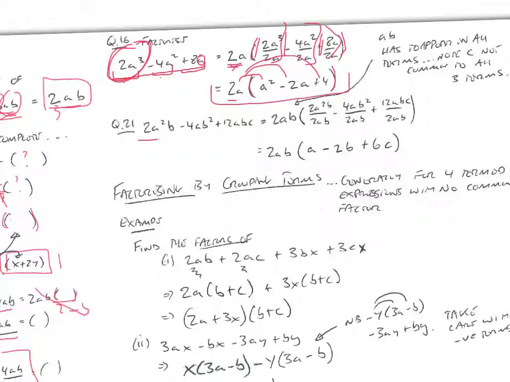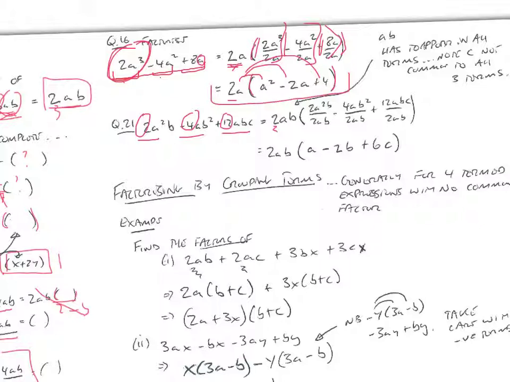2a squared b minus 4a squared b plus 12abc. Factorise that. So first of all, we'll look at our numbers. 2 is the highest common factor that will go into those 3 terms. And what's the highest common factor in terms of the letters?